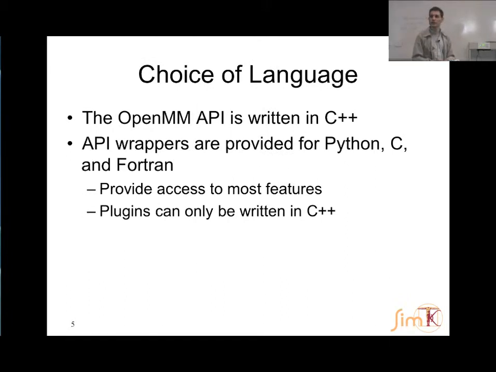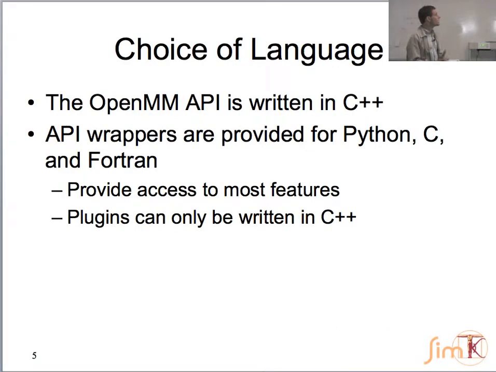A little bit on our choice of what languages to use in implementing it. So the OpenMM API is written in C++. It is natively a C++ API. However, we provide wrappers for Python, C, and Fortran. So you can quite easily invoke it from Python, from C, and from Fortran. And for the most part, they are complete versions of the API. Anything you can do from C++, you can do from those other languages. The only exception to that is that plugins can only be written in C++. So if you want to write a plugin that implements some new feature within OpenMM, you're going to have to write some C++ code to do it. But pretty much anything else you can do in any of these languages.